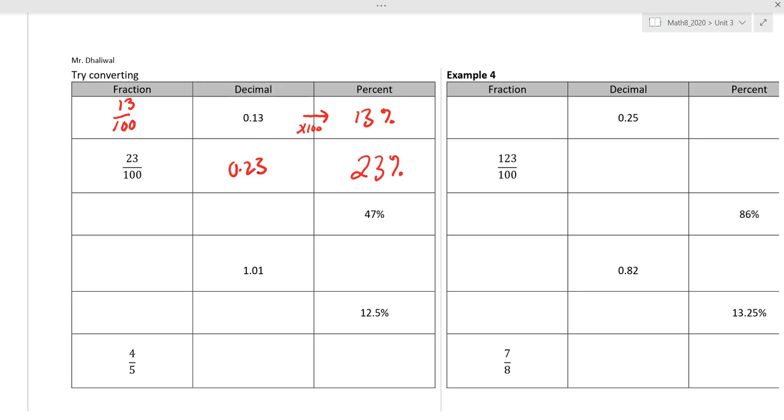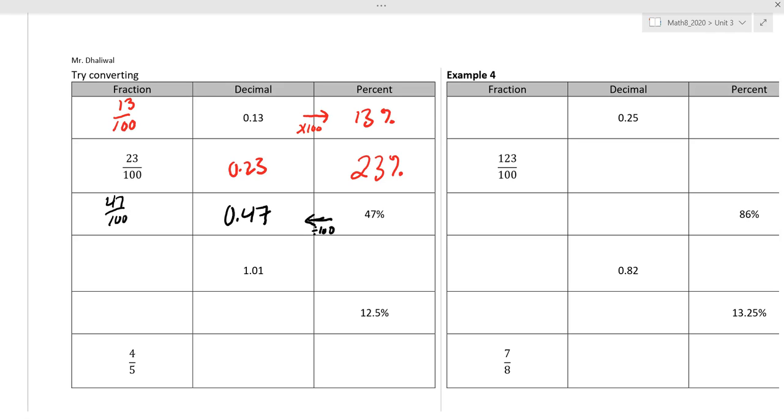Next question. What's 47% as a decimal? 0.47. Thank you, Dylan. So we divided by 100 to go here. What's that as a fraction? 47 over 100. Perfect. 47 is fine. There we go.